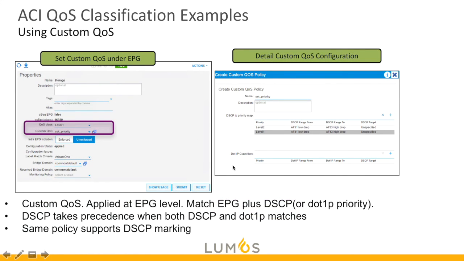You can also do a custom QoS applied at the EPG level. So this is EPG storage here. You can match on DSCP or .1p priority. Here we've set a custom QoS. AF31 to AF33, we're setting that to level 2 priority, and AF41 to AF43, we're going to match on those DSCP values, and we'll set a priority of level 1. The DSCP takes precedence over .1p, and the same policy supports DSCP marking.